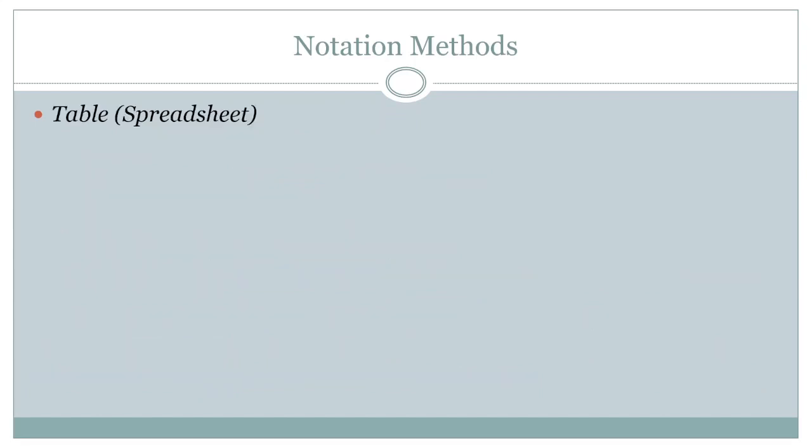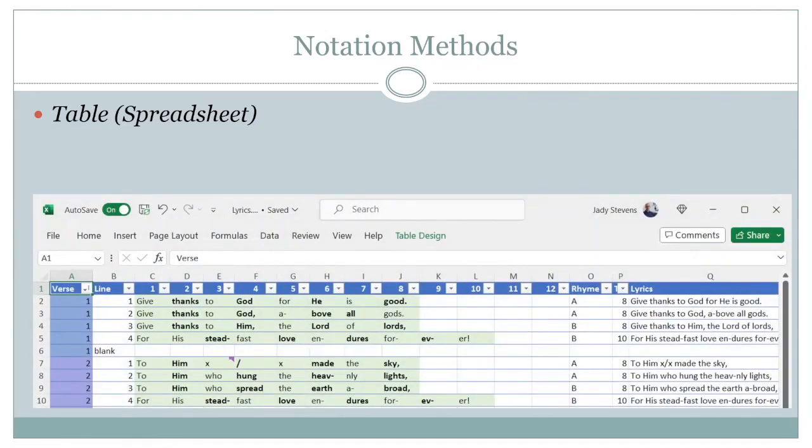Another notation method that I've never seen anyone else use unless I showed it to them was to use a table or a spreadsheet. And this is my favorite way when I'm really getting down into the nitty-gritty of getting the rhythms and meter locked in. And rhyme to an extent, but especially the rhythm and the meter is a very powerful tool. And what do I mean by using a spreadsheet to write lyrics? Might look something like this.